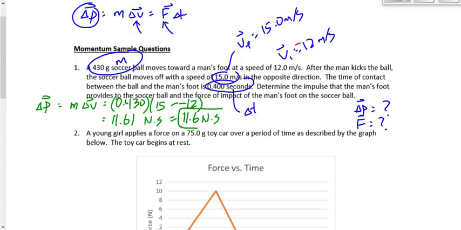Or you could have said kilograms meters per second. That would have been fine as well. Had you defined VI as positive and VF as negative, you would have gotten negative 11.6, and that would have been fine as well. It's just consistent with the way you define positive and negative.